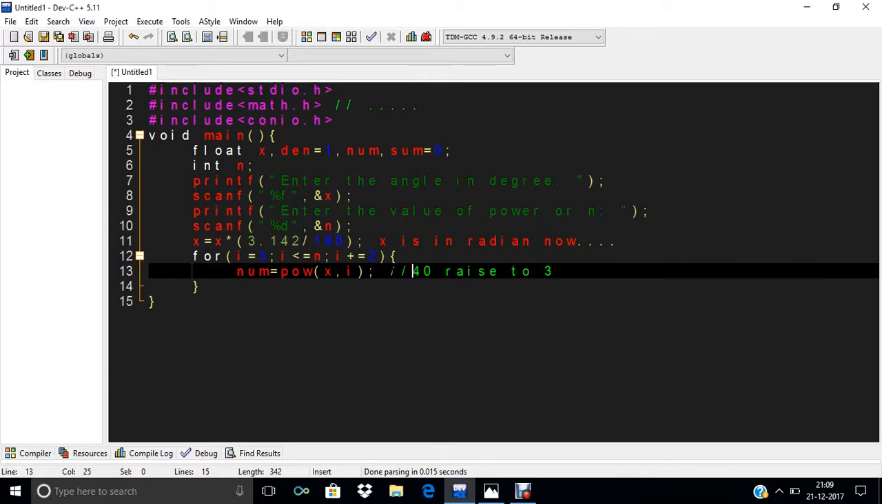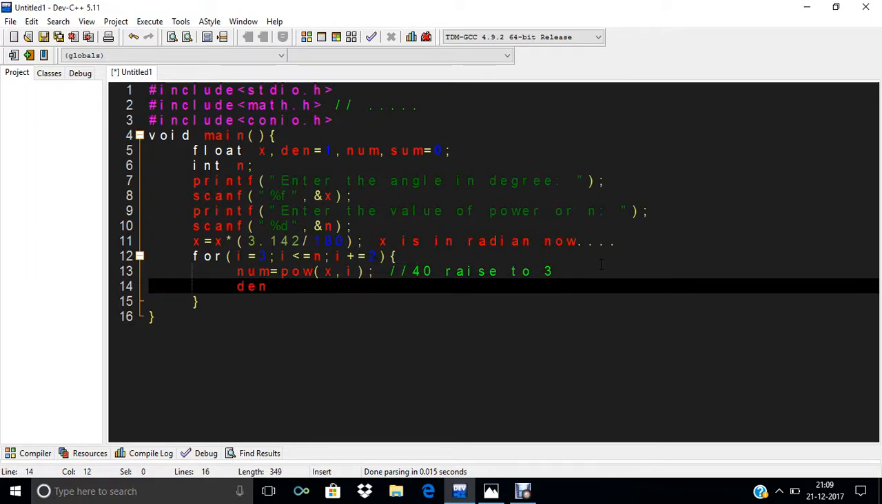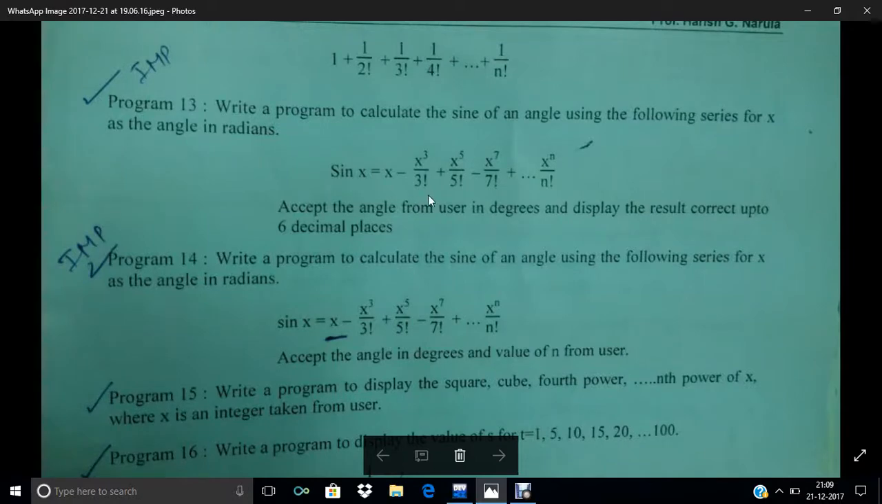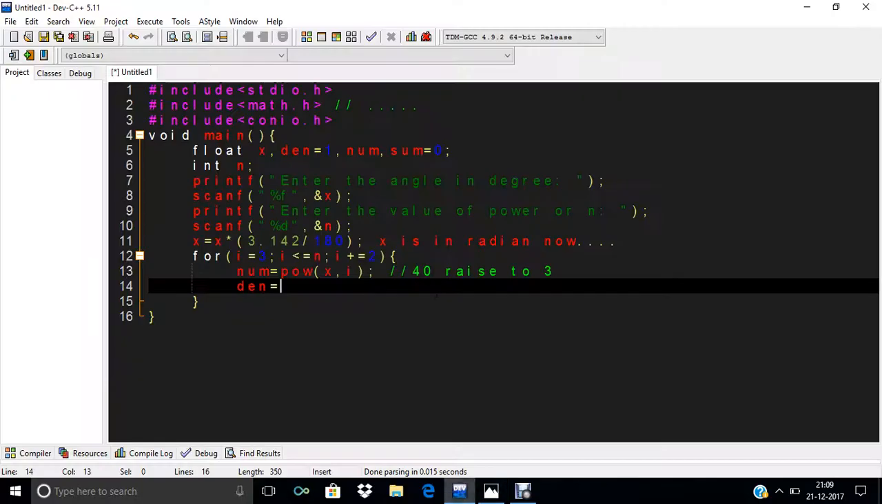So here we calculate the upper part, this is the general term. Okay, let's get into the denominator part. For the denominator, we simply need to calculate the factorial of n in our case. So it should be like i into i minus 1. Now what is this, i into i minus 1?